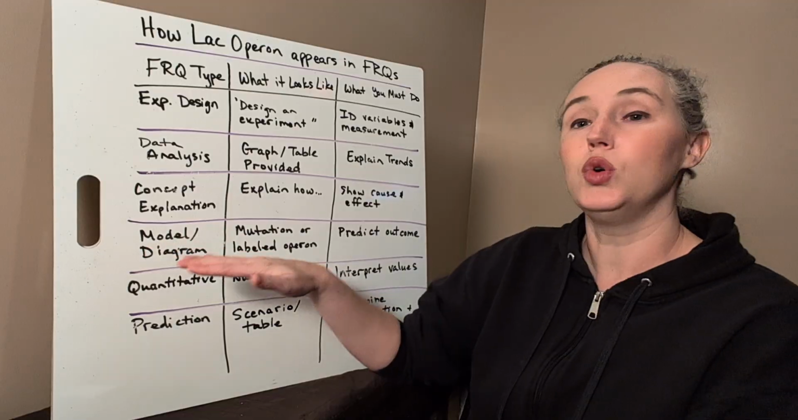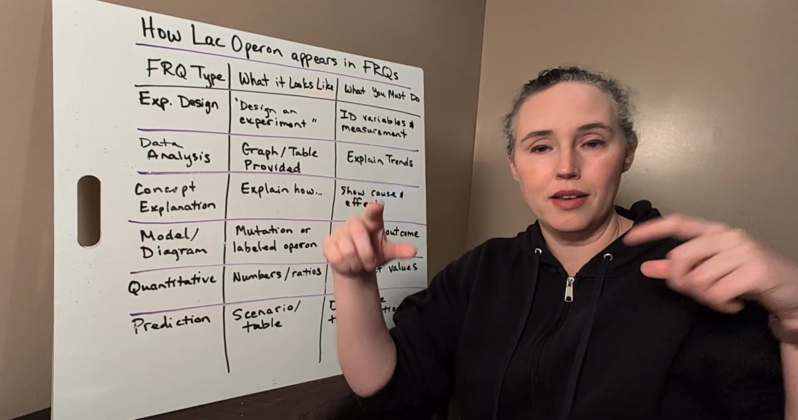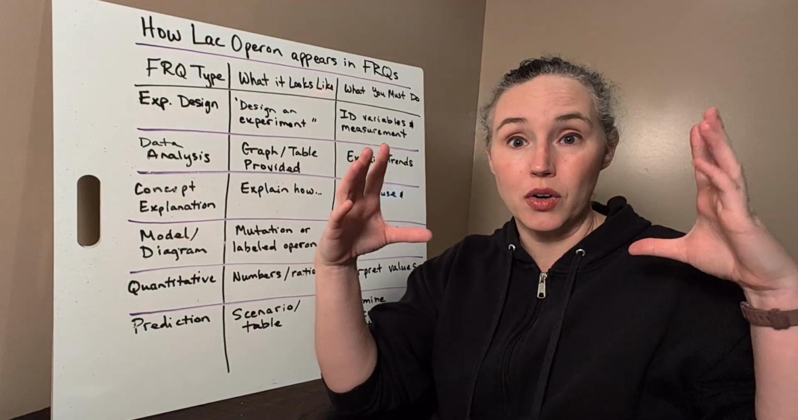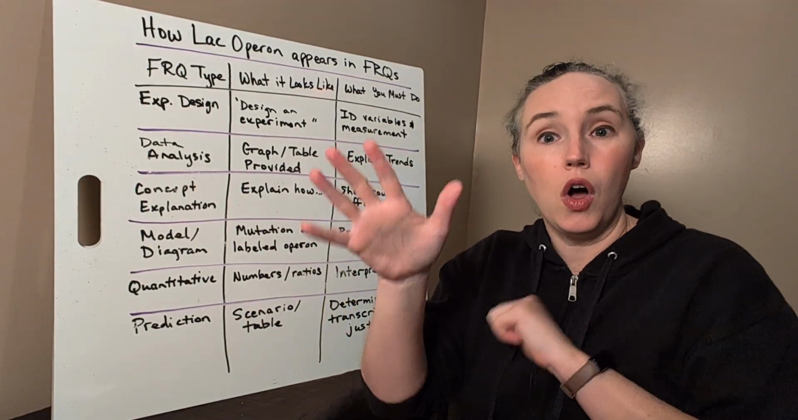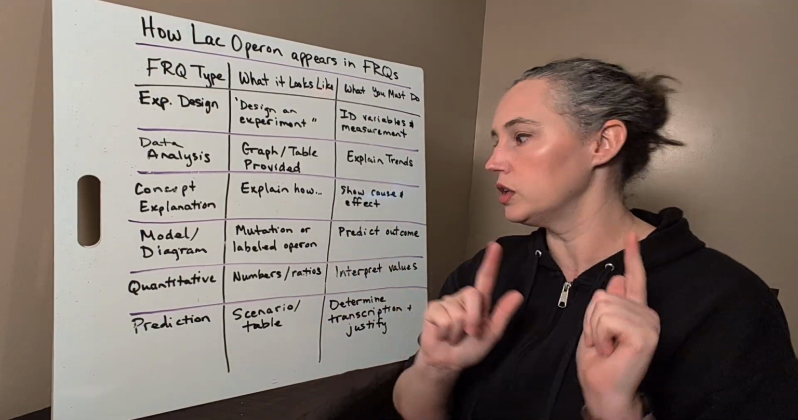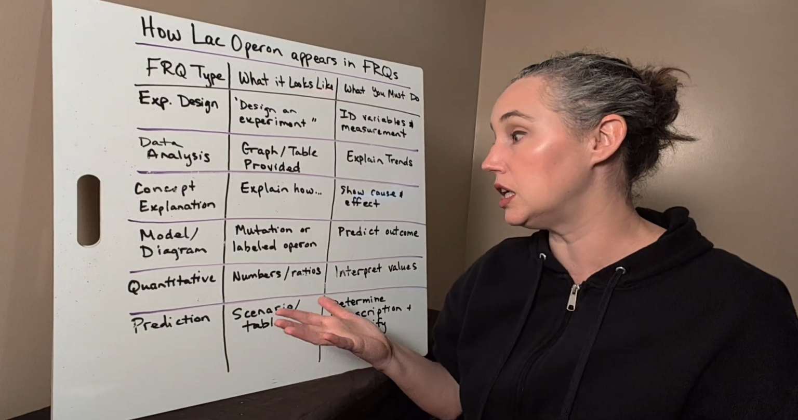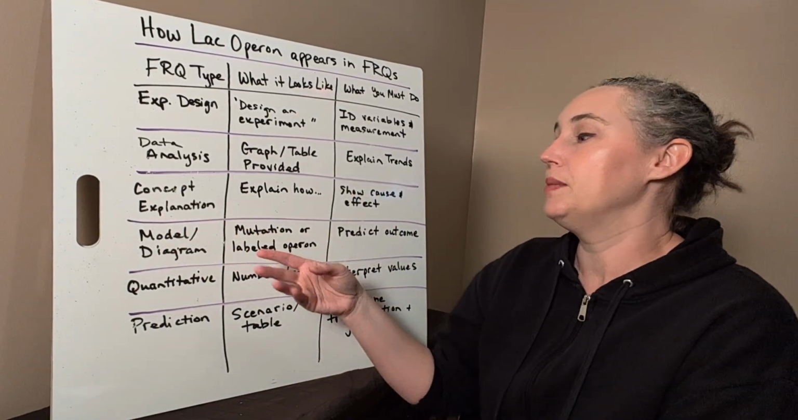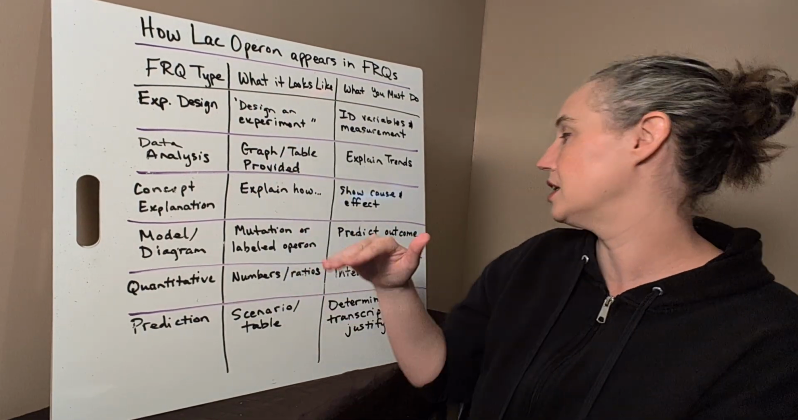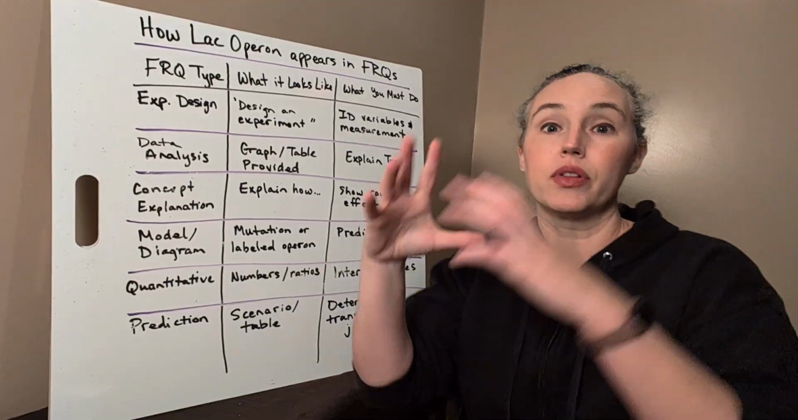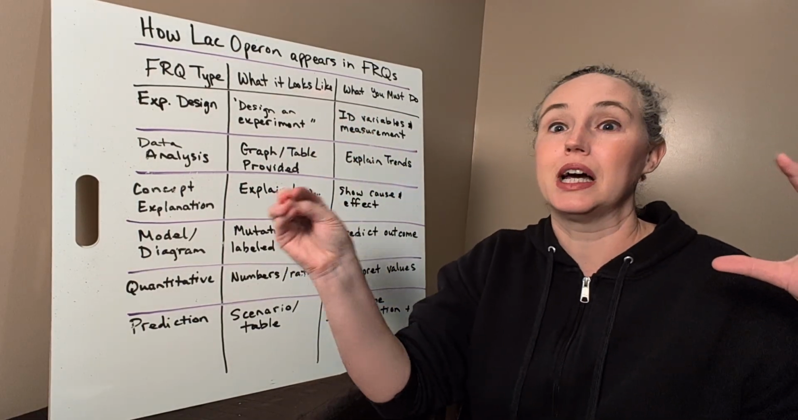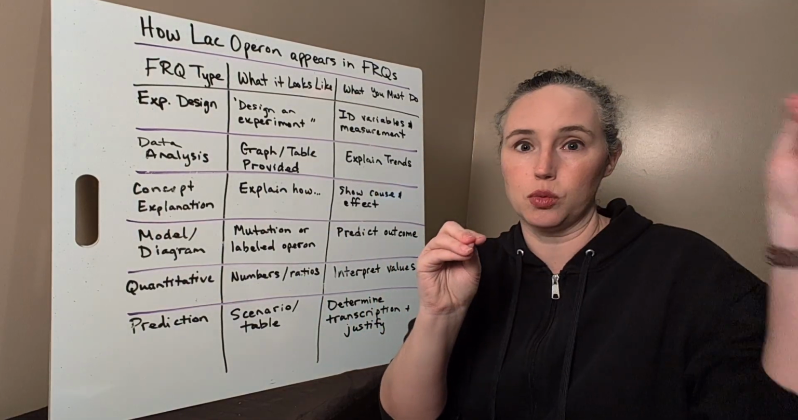You may see a model or a diagram. They may give you one. They're not going to ask you to draw the Lac Operon, but they may give you a model, and it could be when it's on or when it's off, or when the CAP protein is there or when it's not there, or when lactose is present and absent and glucose present and absent. You don't necessarily know, but it may describe a mutation or again have the labeled operon, and your job is going to be to predict the outcome if this is the setup. So they're going to give you a visual, and then you have to connect the dots in the visual to predict what's going to happen next.